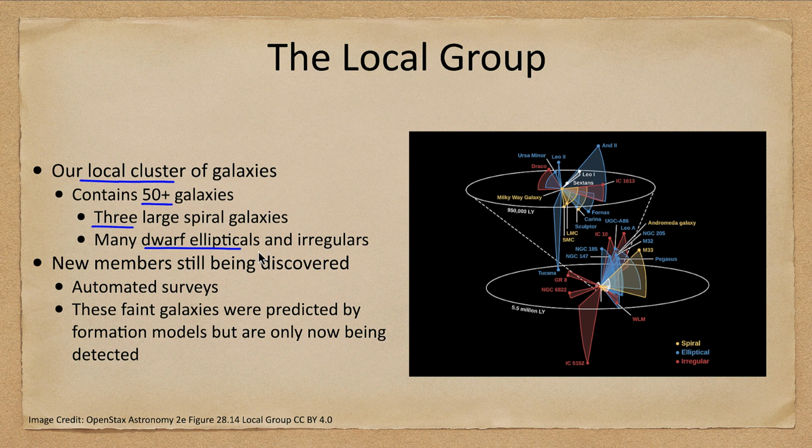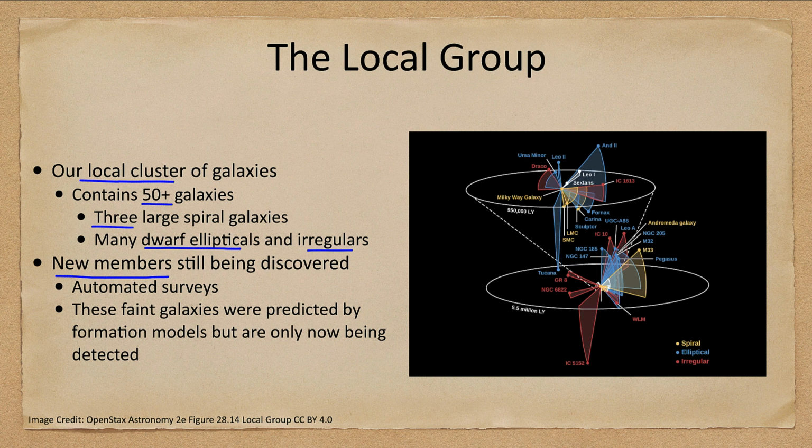There are many dwarf ellipticals and irregulars, and we can see those here. We have the yellow, or the three primary spiral galaxies there. There are elliptical galaxies and irregular galaxies in the red and blue. We are still discovering new members of our Local Group.